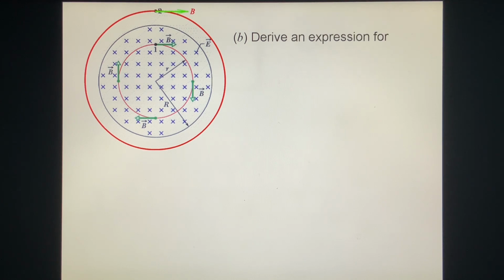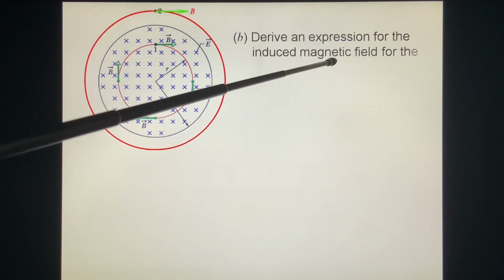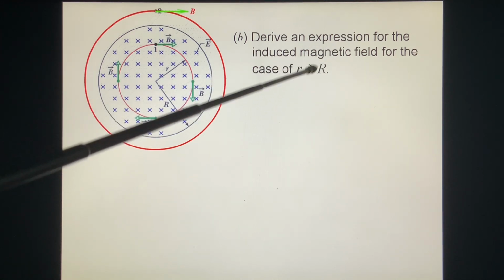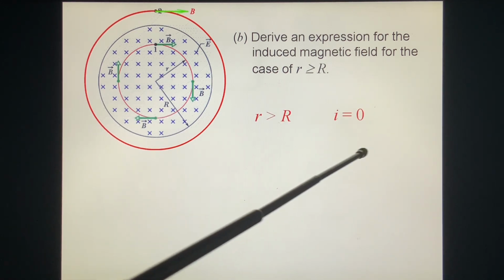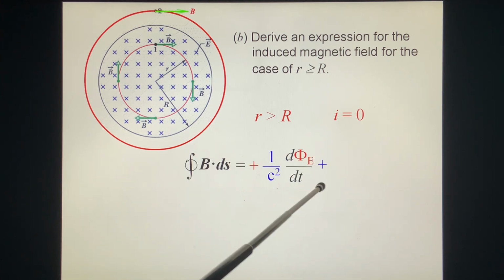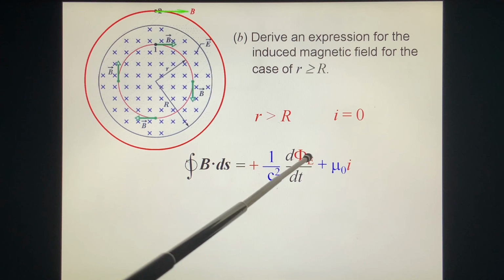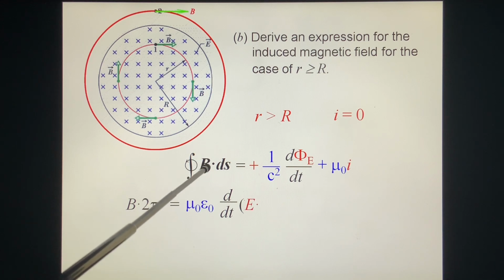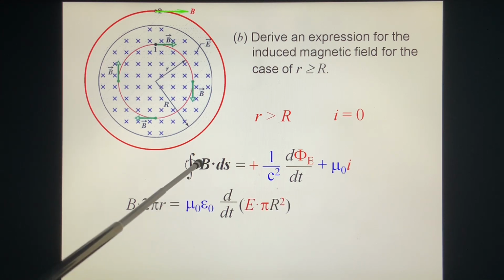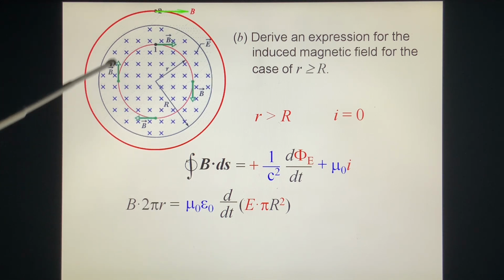Now derive an expression for the induced magnetic field for the case r larger than R. It's point 2, larger than big R. Now, a little bit different. I equals 0, so this equation still becomes this one. This is 0. Now we look at phi e. This is the same side. B is parallel to ds, so B dot ds equals B ds. And B is constant, take it out. You take B times 2 pi r, the circumference of the circle.